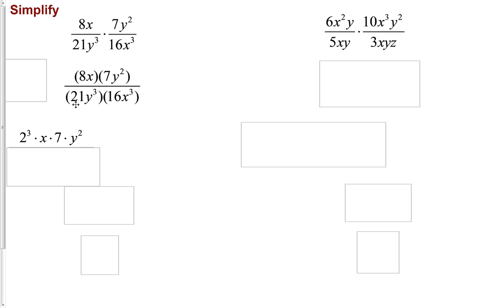On the denominator we know that 21 is 7 times 3, and those two are prime, so we'll stick with 7 times 3. Y cubed is as far as we can get it. 16 is 4 times 4, and each of those are 2 times 2, so we really have 2 to the 4th, which is equal to 16, and would be its prime factors. And finally an x cubed.